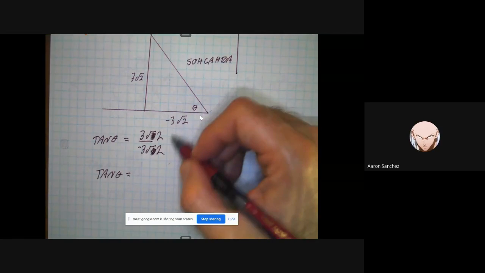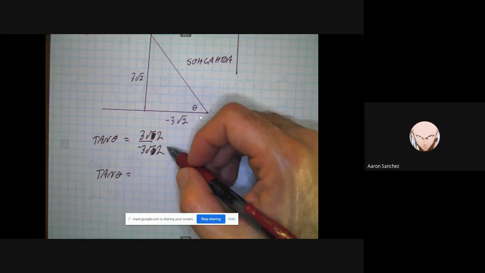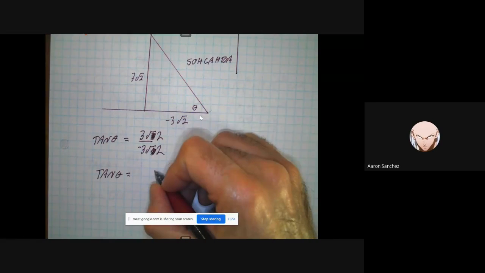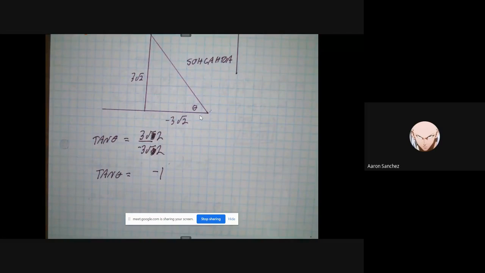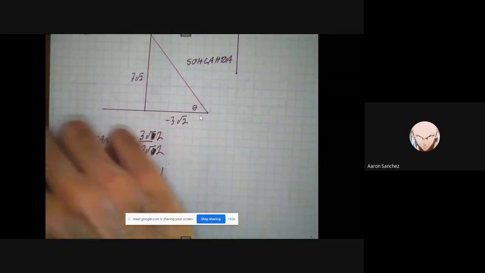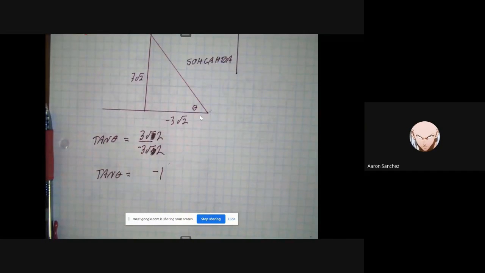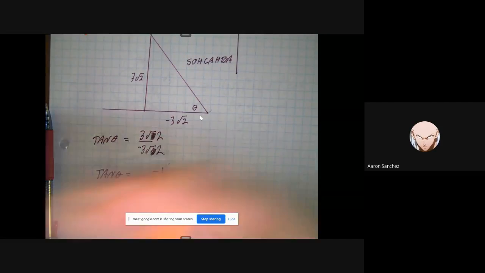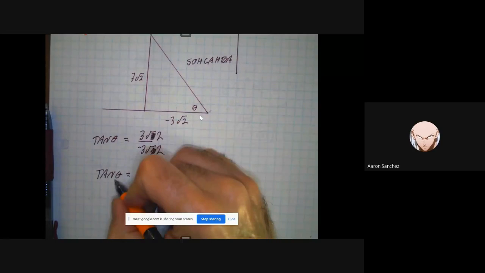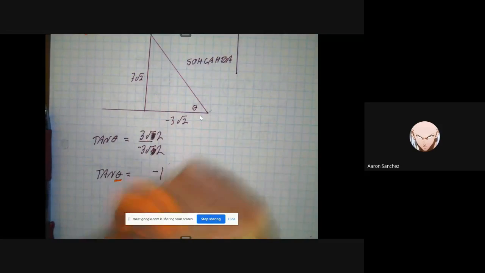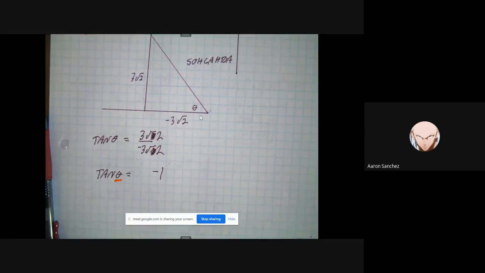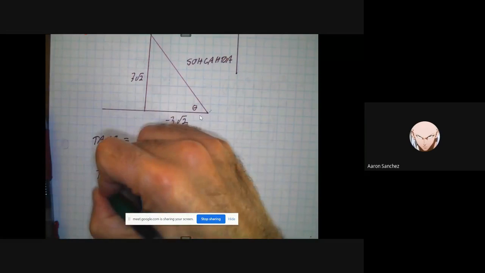So 3 root 2 divided by negative 3 root 2. Simplify it, and that's equal to negative 1, right? 3 root 2 divided by 3 root 2 is 1. It's negative 1. Okay. Now, to solve this, we're solving for theta here. We want to get theta by itself. So I have to get rid of this tangent.